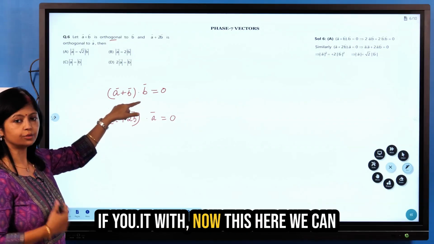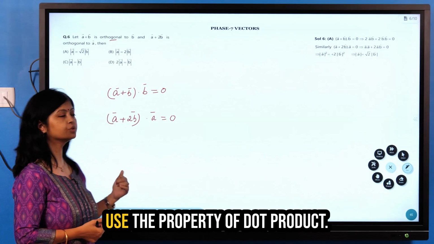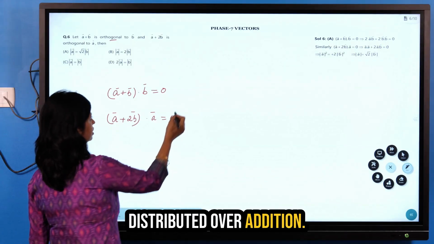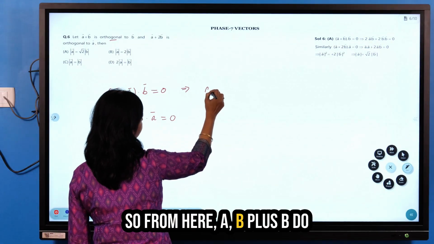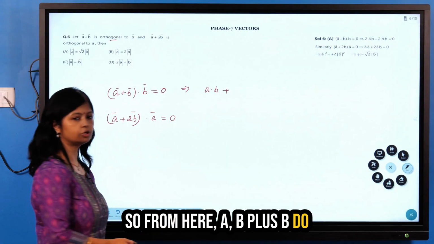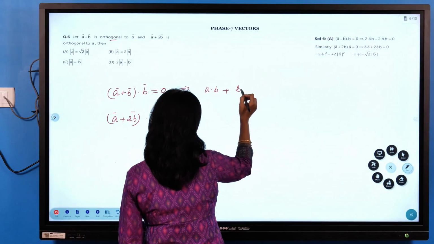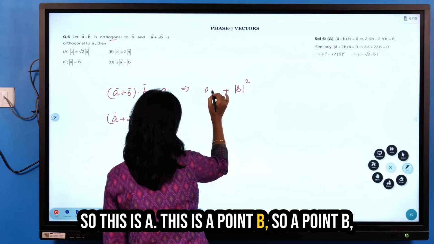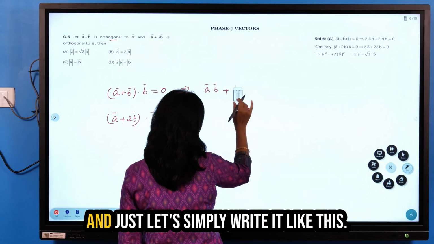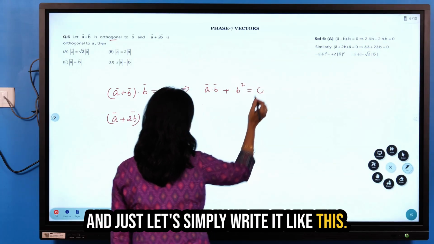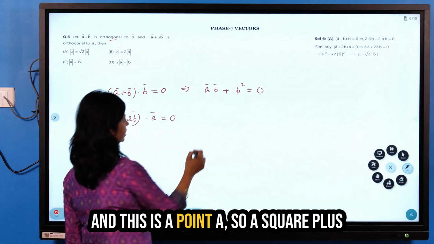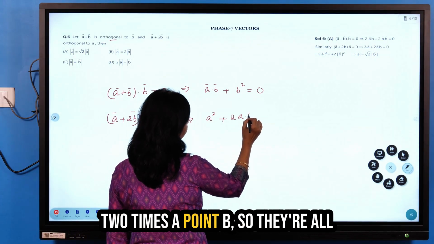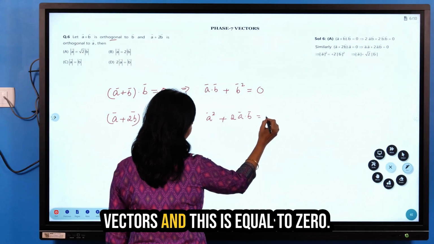Here we can use the property of the dot product: it gets distributed over addition. So from here, a dot b plus b dot b, which is nothing but b squared. And this is a dot a, so a squared plus 2 times a dot b. They are all vectors, and this is equal to 0.